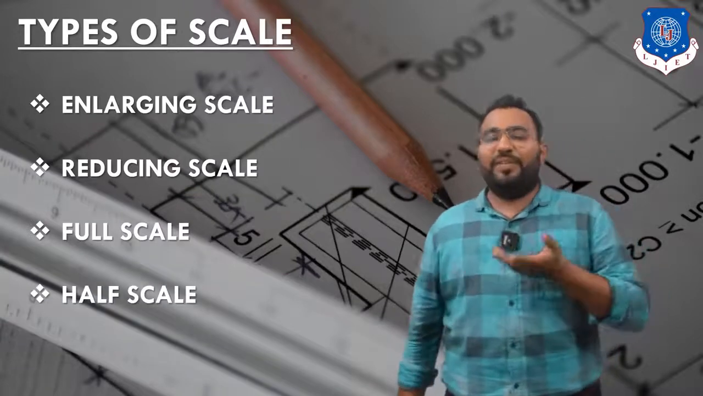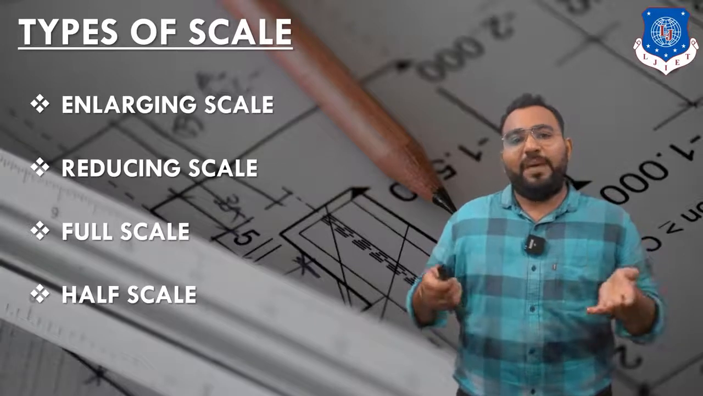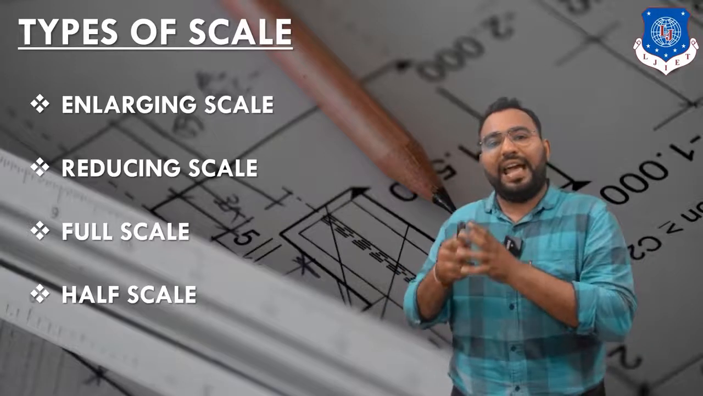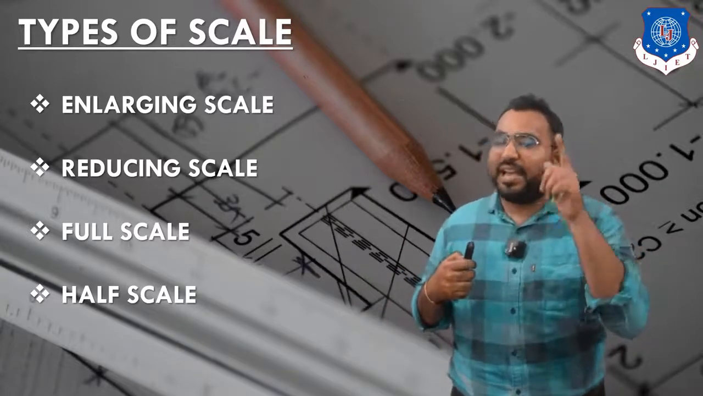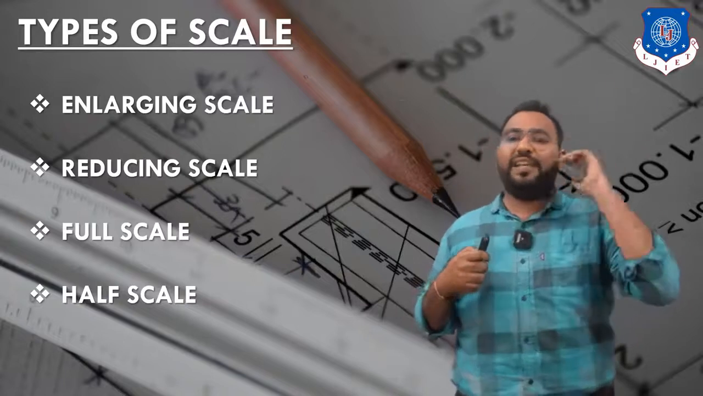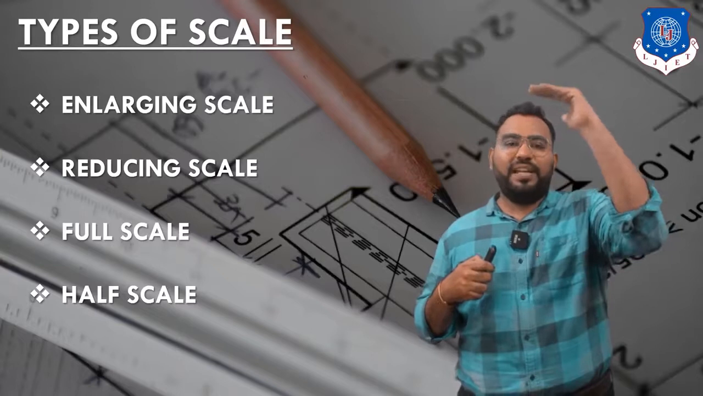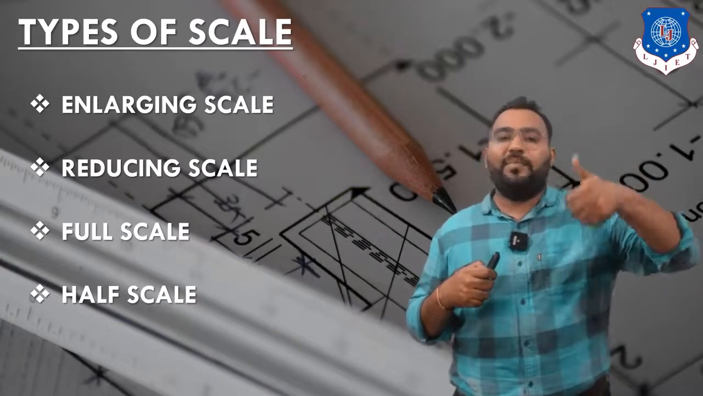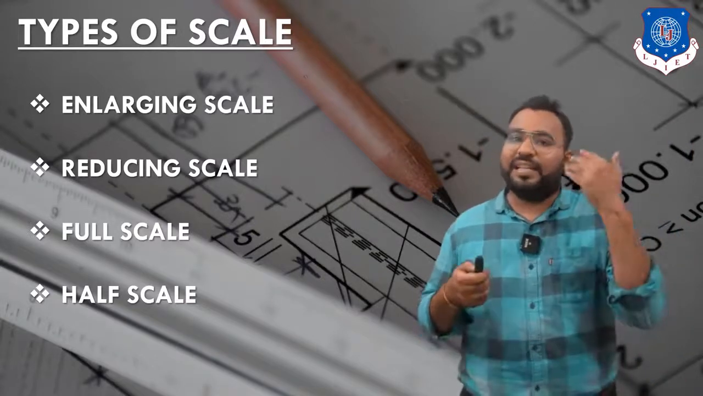Second is half scale. So as you already know now, what is half scale? Let's say the actual dimension of a particular line is 10 centimeter, and I'm going to make it half. So I'm going to draw it by which dimension? Yes, you are right. I'm going to draw it by 5 centimeter. So drawing dimension upon actual dimension. The drawing dimension is 5 centimeter and the actual dimension is 10 centimeter. So 5 upon 10. So half scale will be 1 is to 2. Okay, so half scale will always be 1 is to 2 because it is half scale.